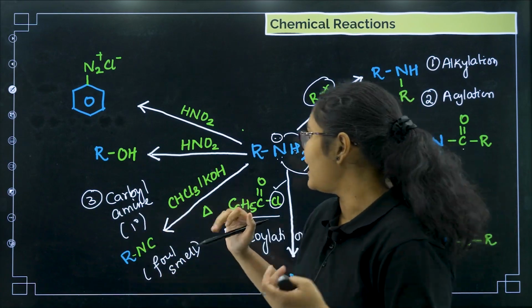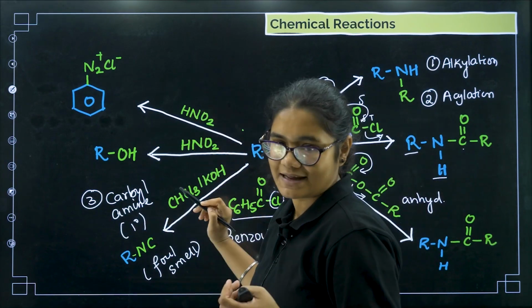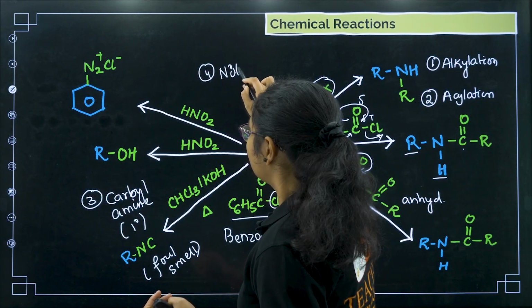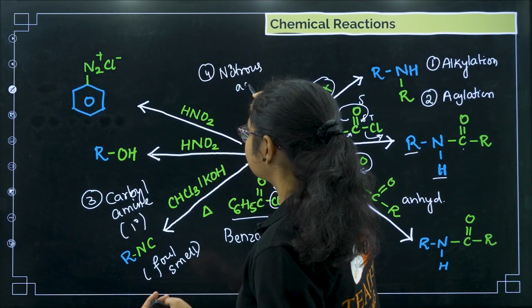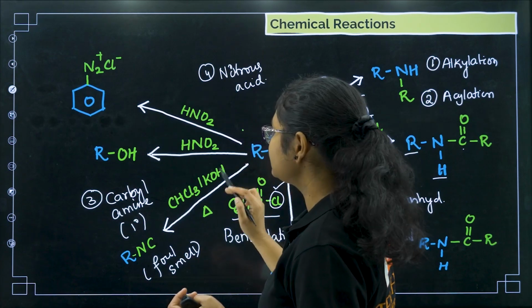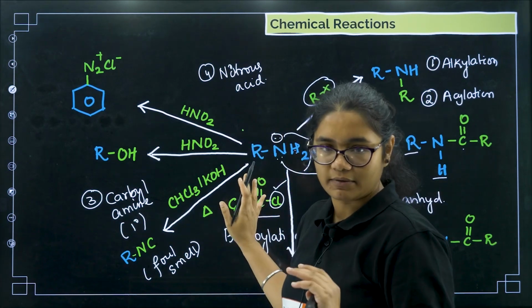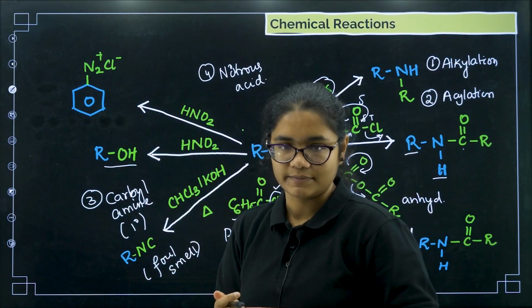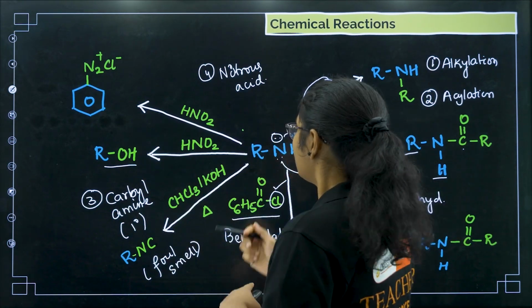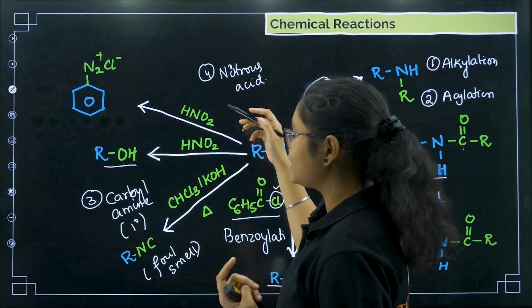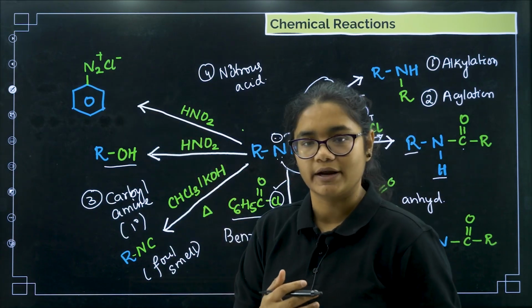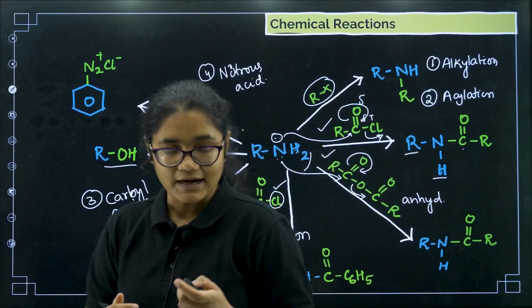Then you have the reaction with nitrous acid. This is the fourth one, reaction with nitrous acid. Here you should remember 2 things. If it is an aliphatic amine and you react with HNO2, you get alcohols as a product. But if it is an aromatic amine like aniline and you treat it with nitrous acid, you get benzene diazonium chloride. Clear? So that is there.